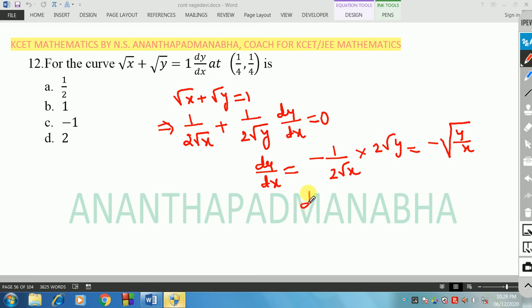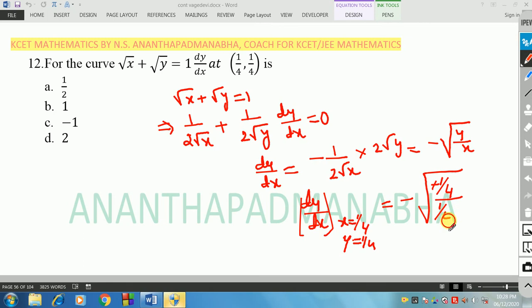So dy by dx at the given point, that is x equals 1 by 4 and y is equal to 1 by 4. We can substitute for x and y. So we get minus root of 1 by 4 by 1 by 4, which is equal to minus 1. So minus 1 is the required answer. That is, option C is the right answer for this question.